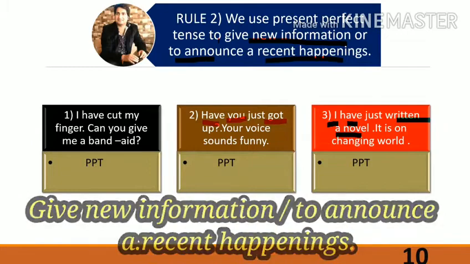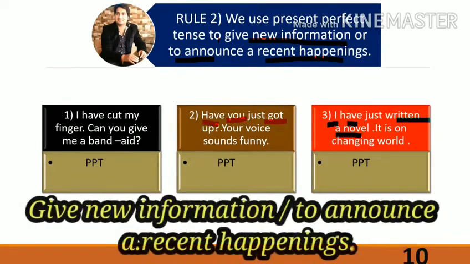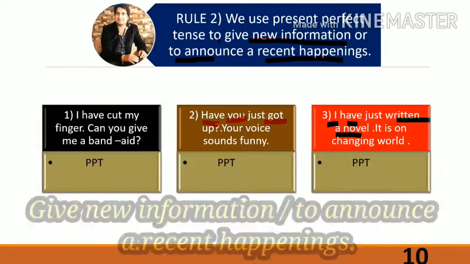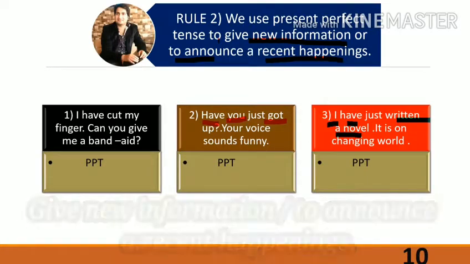So now we have discussed two important rules. First, when something is connected with the past, but still it is an experience, it is a part of our experience in the present. And second, when we give some new information. In both cases, we make use of the present perfect.